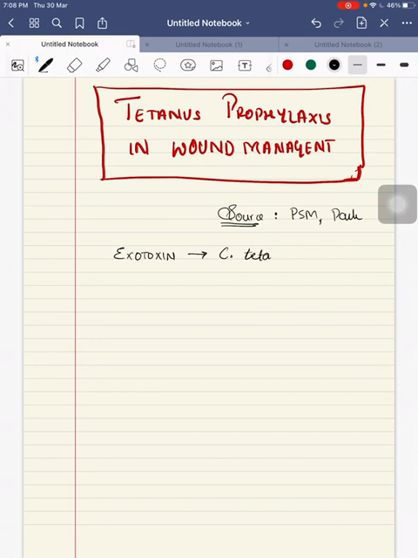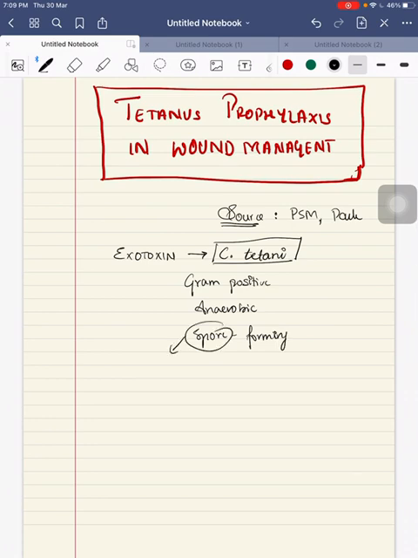Tetanus is caused by the exotoxin that is produced by the bacteria Clostridium tetani. Clostridium tetani is a gram-positive anaerobic organism. It is spore-bearing. The spores are present mainly in the terminal region, thus giving the appearance of a drumstick.